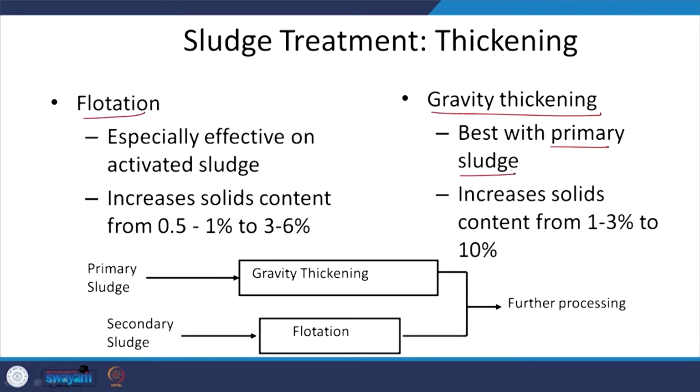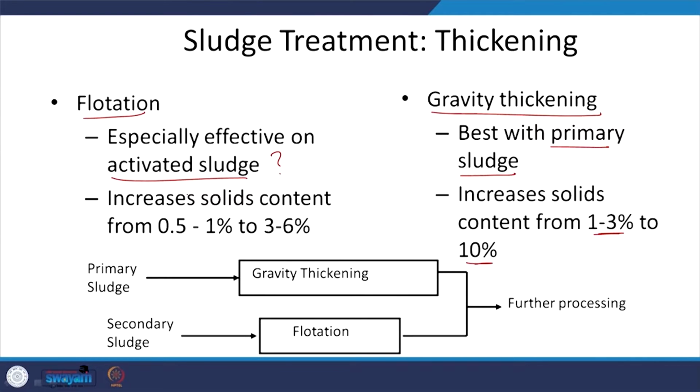This is best with primary sludge, it increases the solids concentration from 1 to 2% or 3% to 10%. Flotation is as effective with respect to activated sludge thickening. Why is that? Here the activated sludge is flocs, and we have filamentous and floc forming bacteria. Note that the cells themselves have a lot of water, and also there is a lot of water entrapped within the flocs themselves. So you have water inside the cells of the microbes and even water trapped between the flocs. In those cases, especially when you have sludge or solids that are relatively more buoyant, you will use dissolved air flotation, and we can concentrate it to 3 to 6%.